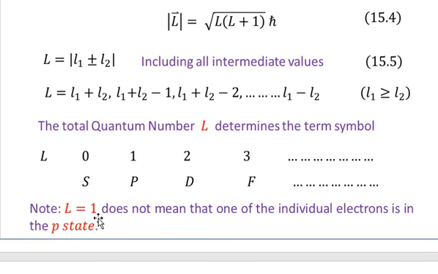Note that capital L equal to 1 does not mean that one of the individual electrons is in the p state. When we have formed the total orbital quantum number L, it does not describe the state of the individual electrons, but collectively describes the state of two or more electrons, whatever the case may be.